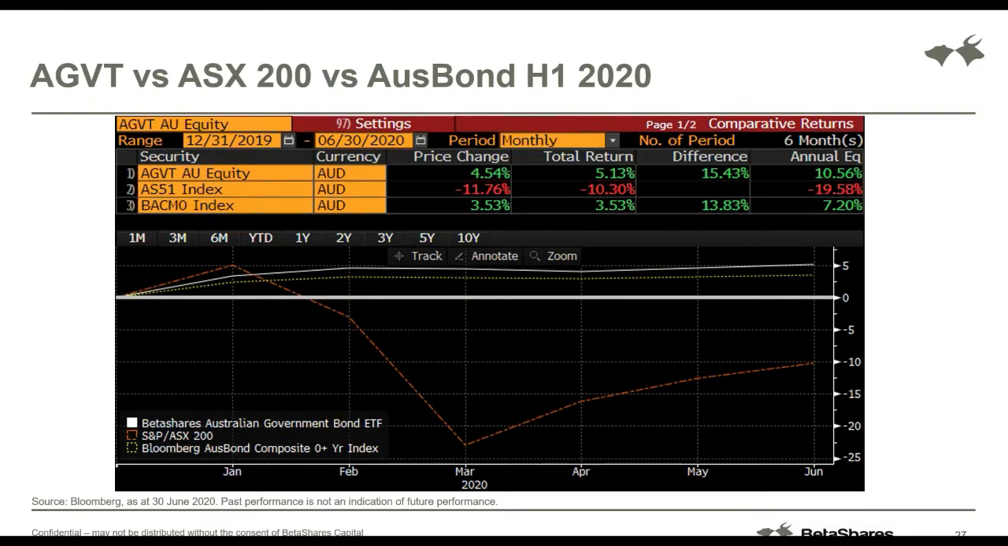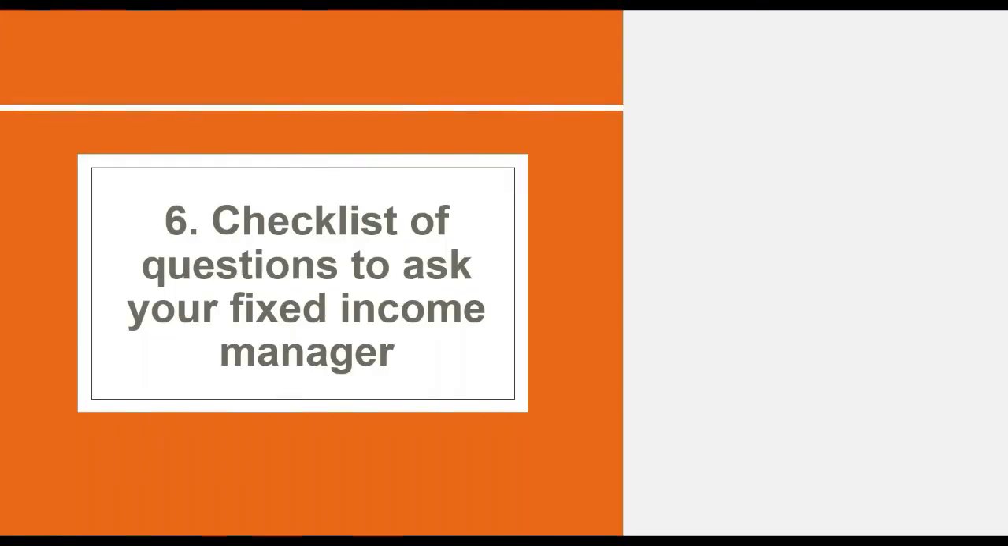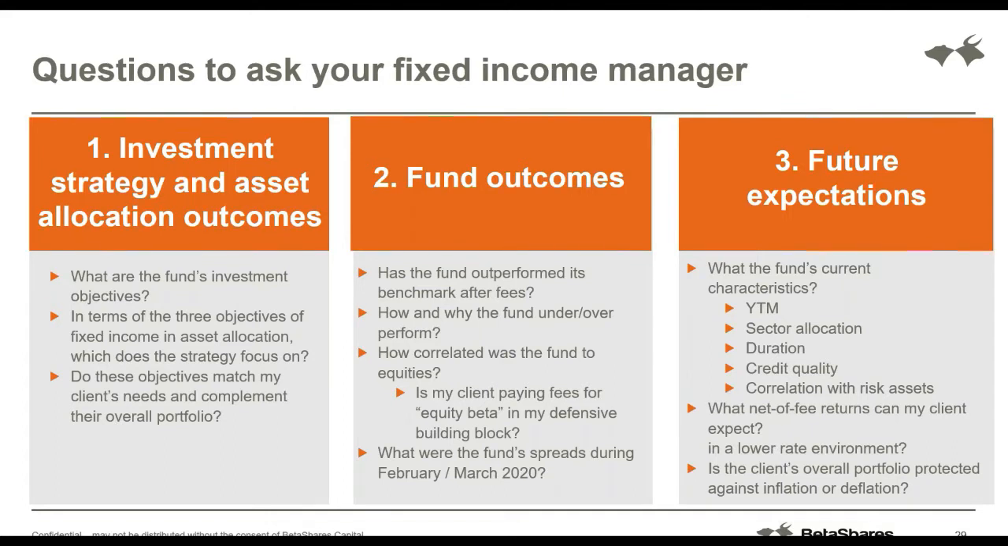Thanks, Chamath. That's very interesting indeed. Let's now move to this checklist, the key questions and key criteria to ask of your fixed income manager or to assess your fixed income allocations presently. We've really grouped these in 3 areas. The first one is the actual objectives of the fixed income strategy. The second one is, well, what have the outcomes been? And thirdly, what are the future expectations?